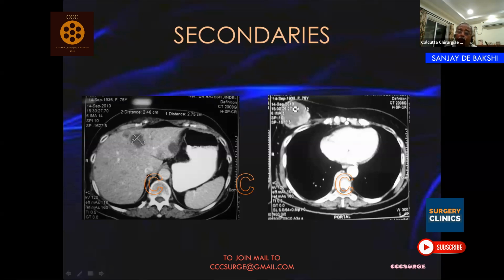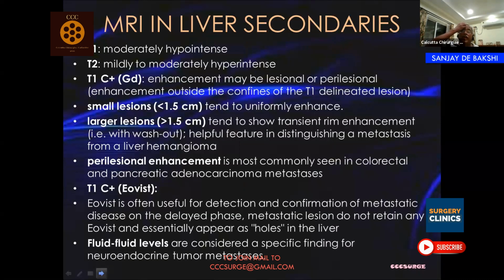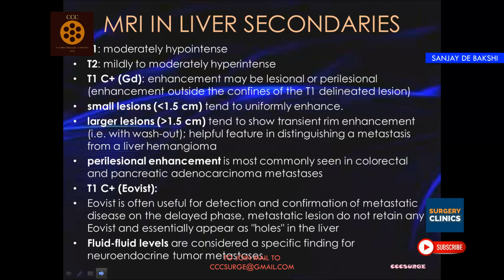So we're going to go a bit more into theory. Right. So in an MRI, what are the changes? T1 is a moderately hypo-intense lesion. T2 is mildly to moderately hyper-intense. But the moment you use contrast in the T1 phase, either with gadolinium, enhancement may be lesional or perilesional.